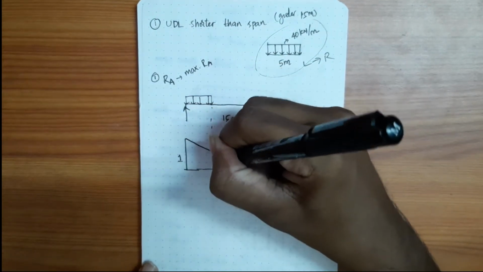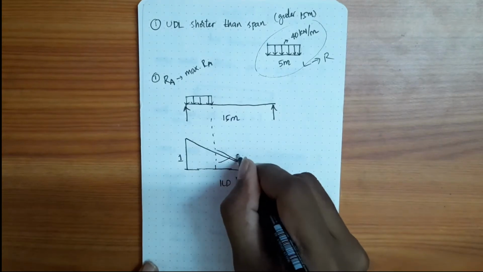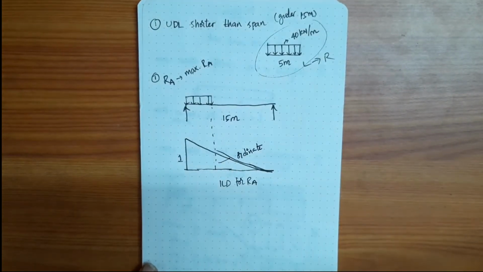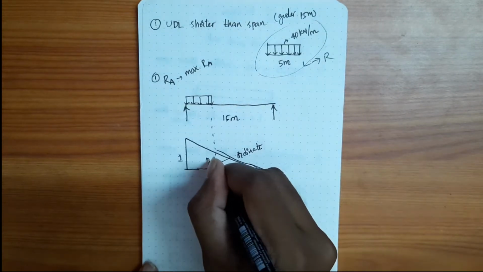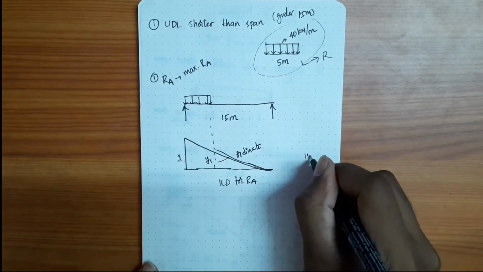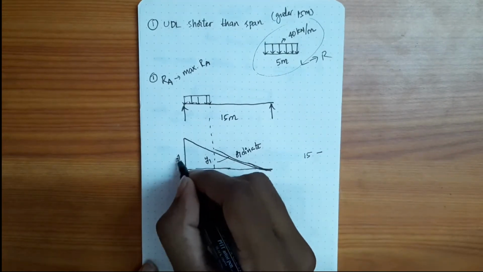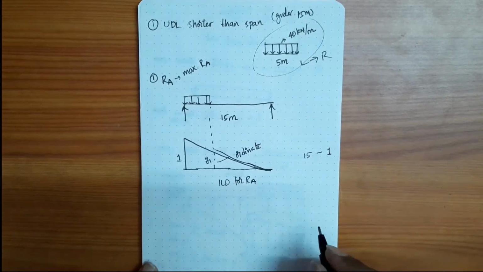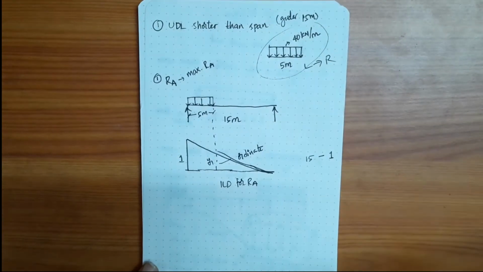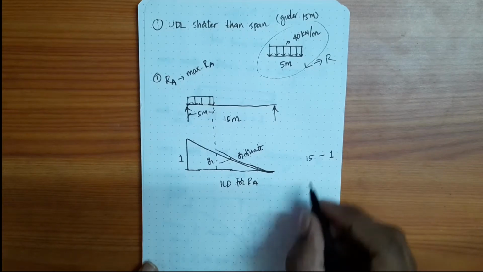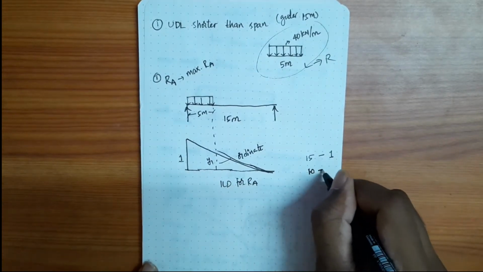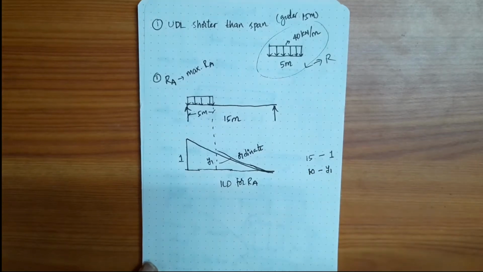Okay, draw like this. We need to find this ordinate. This is called as ordinate. We need to find the ordinate. Let this be y1. So total length is 15. So for 15 meters, we know this ordinate as 1. Okay, since this is 5 meters, so the balance is 10 meters. For 10 meters, what is the ordinate?